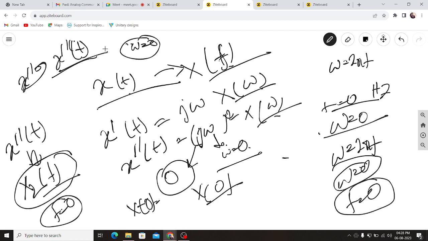So at omega equal to 0, that value will be 0. Okay, sir. For x double dash t, there will be no DC value in its Fourier representation. For x double dash t, not x(t). x(t) may have a DC value at omega equal to 0, but x double dash t will not have any DC component at omega equal to 0, right? Okay, sir. Thank you.